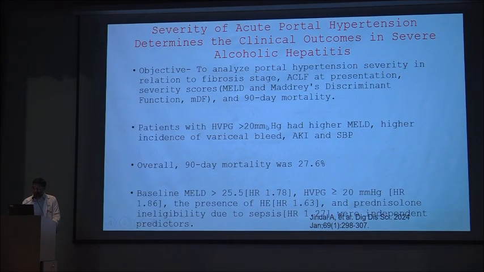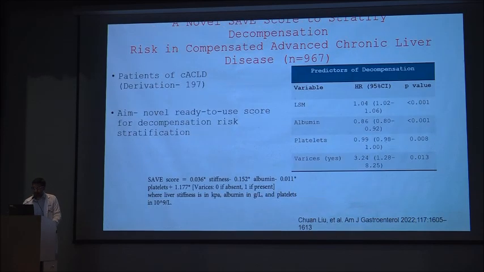Our own study from ILBS by Dr. Ankur Jindal found that the severity of acute portal hypertension determines the clinical outcome in severe alcoholic hepatitis, where patients of ACLF, alcoholic hepatitis were studied, not alcohol liver disease or decompensated cirrhosis. Patients with more than 20 millimeter of Hg at baseline had a higher MELD, higher incidence of variceal bleed, AKI and SBP. And the 90-day mortality was also significantly higher in patients who had HVPG of more than 20.